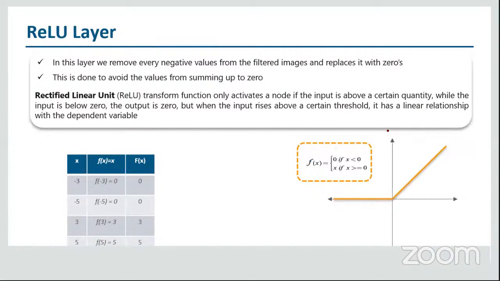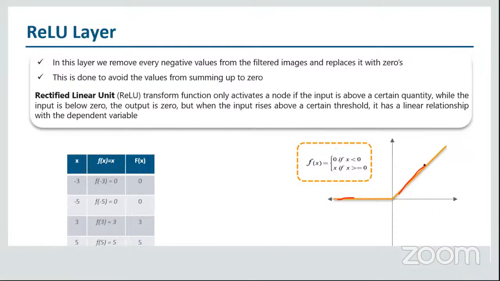Once we do, we get to the next layer, which is the ReLU layer. So what is a ReLU layer? You know what a ReLU function is, which means in this layer we remove every negative value from the filtered images and replace it with 0. So if you see, it is either positive or 0, that is the whole function of ReLU. It does not carry any negative values. Therefore, it is either 0 or positive. That is the functionality of ReLU.